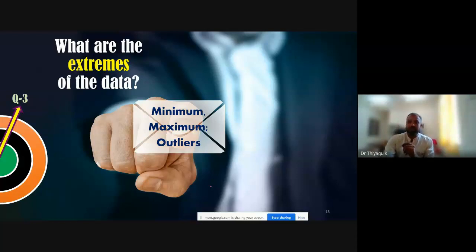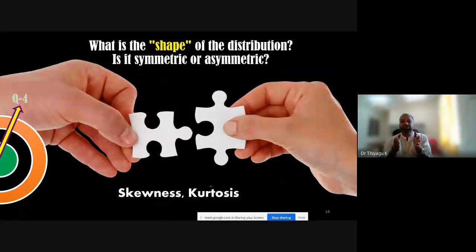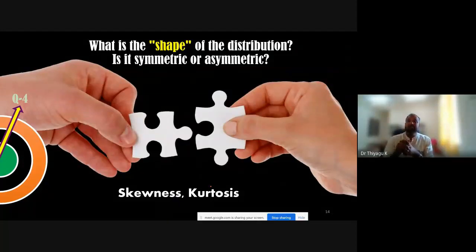The fourth one: what is the shape of the distribution? Even some people ask the question about normality. From the shape of the distribution only, we can check whether it satisfies the normal probability curve, skewness, or kurtosis. We have to come to some conclusion for attempting a parametric or a non-parametric statistic.